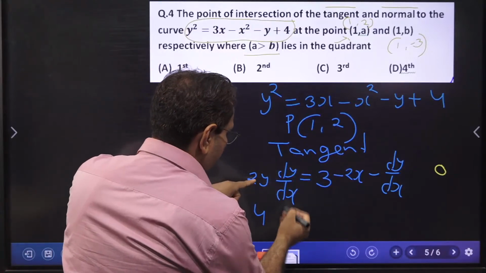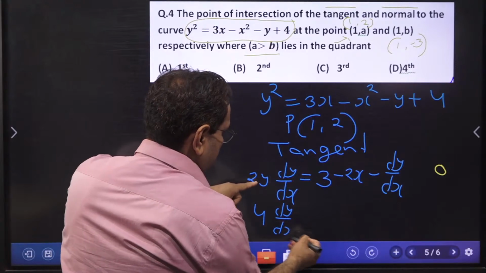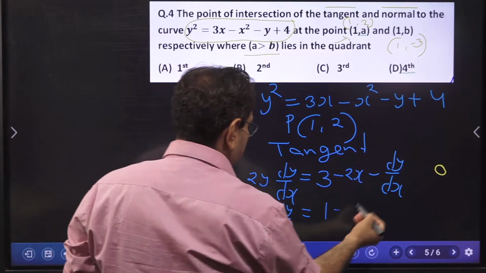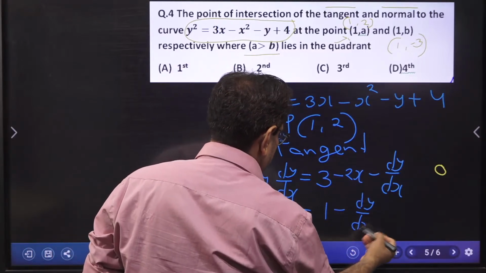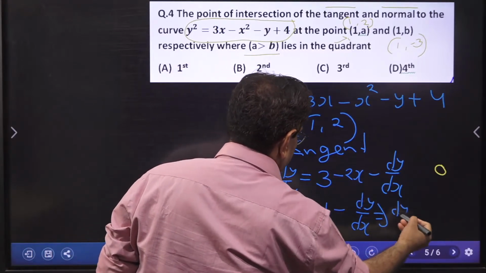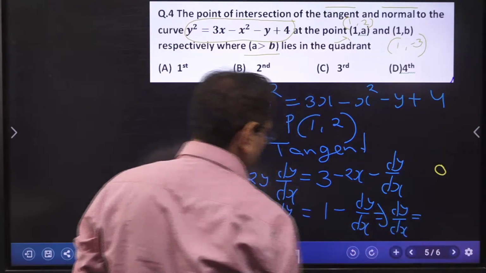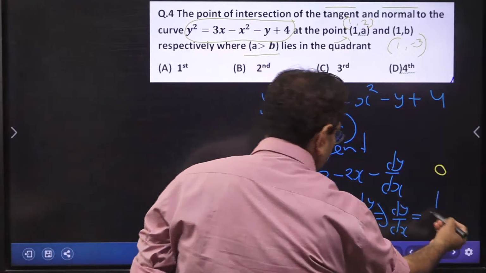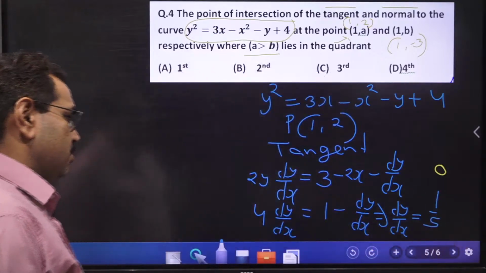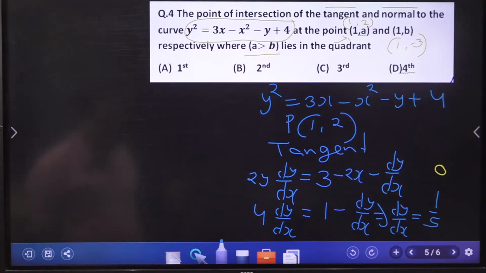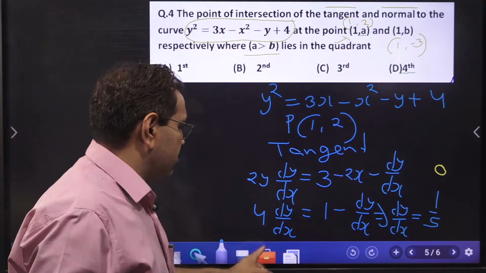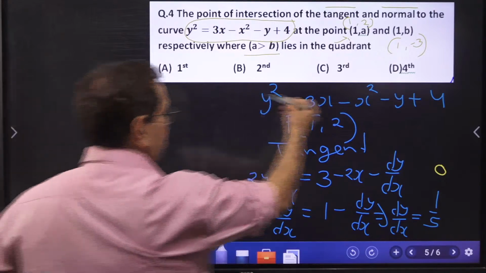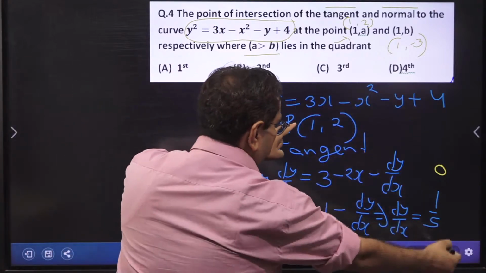So putting y equal to 2, x equal to 1, this becomes 4 dy upon dx equal to 3 minus 2, so 1, minus dy upon dx, which gives us dy upon dx equal to, what? 1 upon 5. Okay, dy upon dx is equal to 1 upon 5, because it becomes 5 dy upon dx equal to 1. So the slope of the tangent to this curve at this point is 1 upon 5.